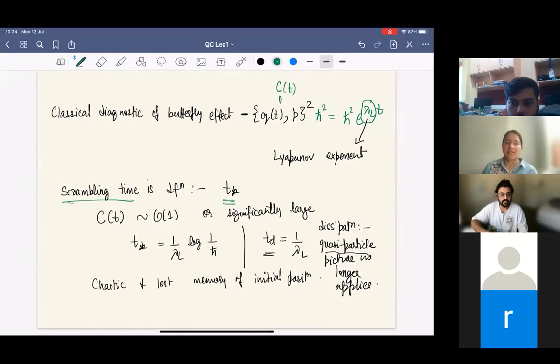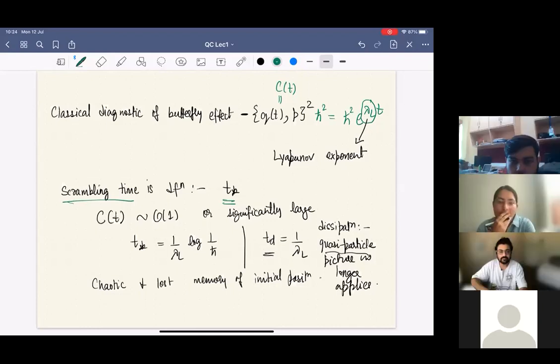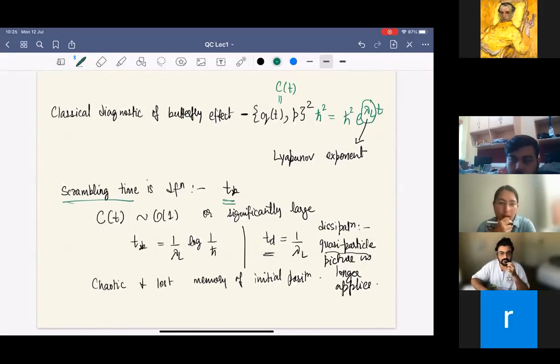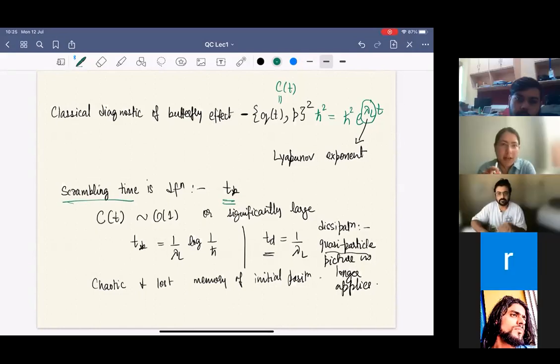Akhil: Hi, I have a question. Why is the dissipation time defined with respect to the Lyapunov exponent? What's the intuition? It comes through the calculation of the 2-point function. I don't have an intuition right now, but it comes through the calculation. Okay, thank you.